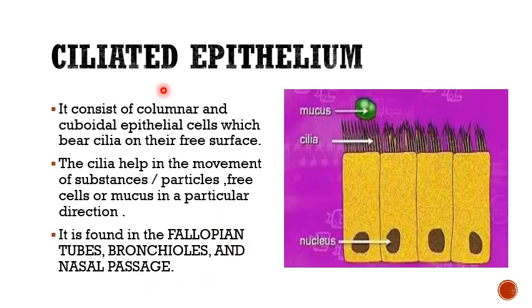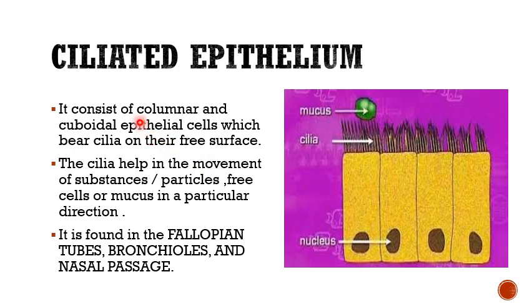Next is ciliated epithelium, which has hair-like structures, that is cilia, by which the movement of substances takes place, as in the fallopian tube, bronchioles and nasal passage, where the movement of dust particles and air takes place with the help of these hair-like projections known as cilia. It may be columnar, so it is called columnar ciliated epithelium. It may be cube-like, so it is called cuboidal ciliated epithelium.